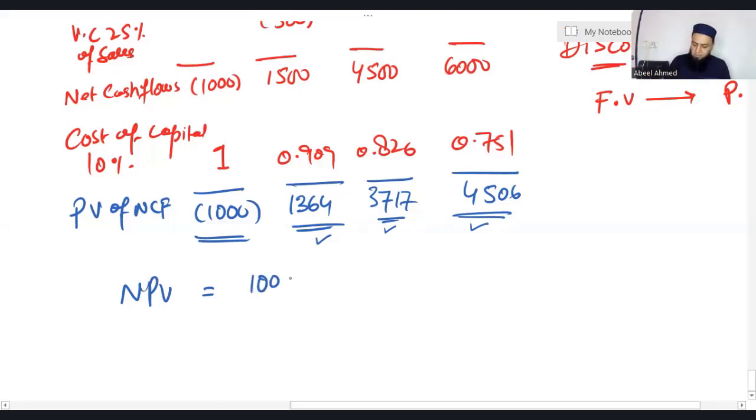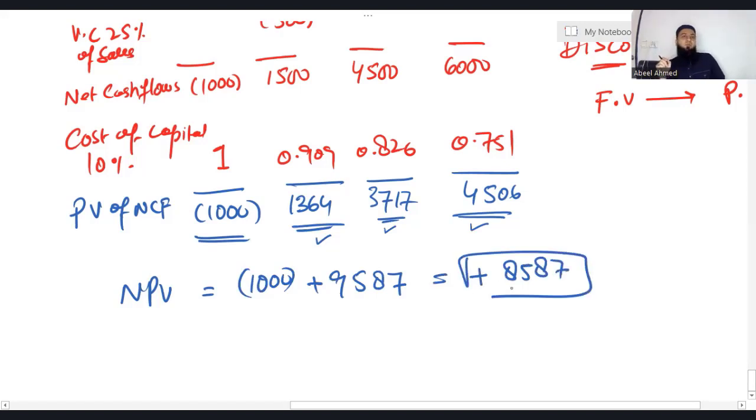So I have a 1,000 negative plus 9,587. Let me recheck, so we should not be making any mathematical error. So it means the final answer is positive 8,587. Since the NPV of this project is positive, that is why we are going to accept this project.